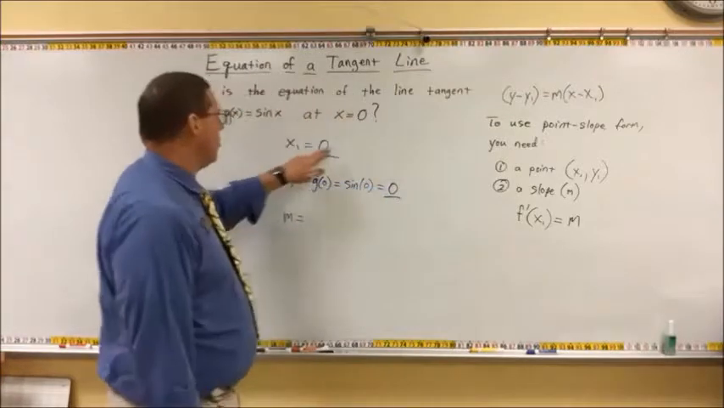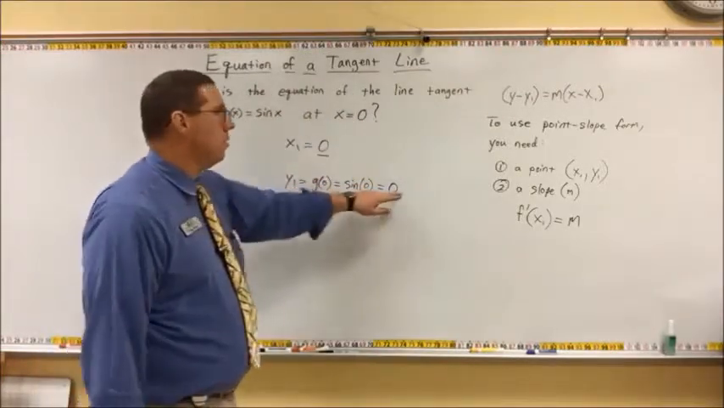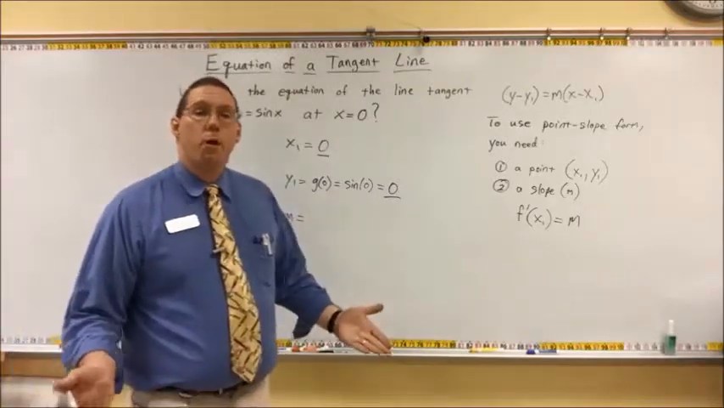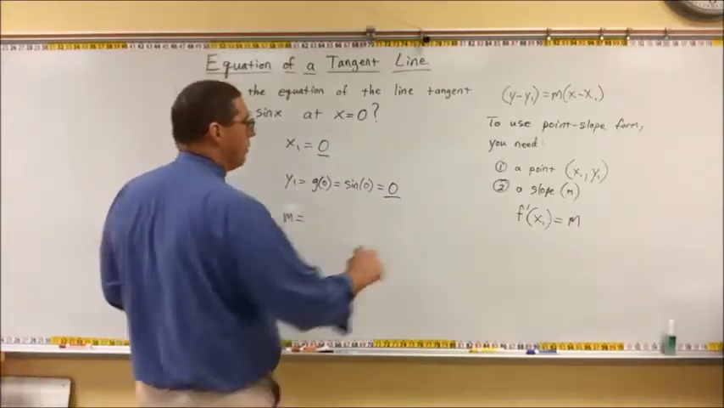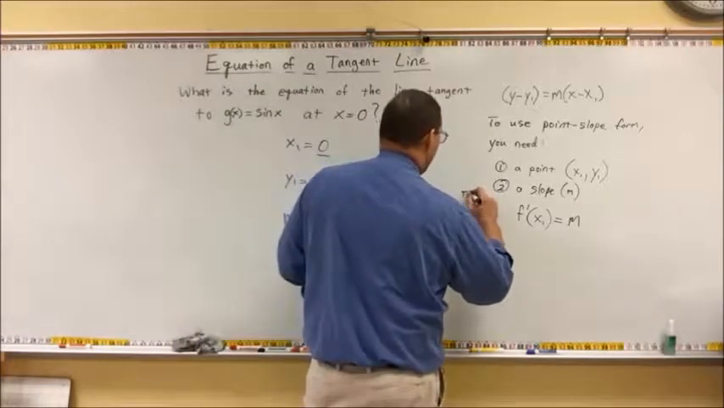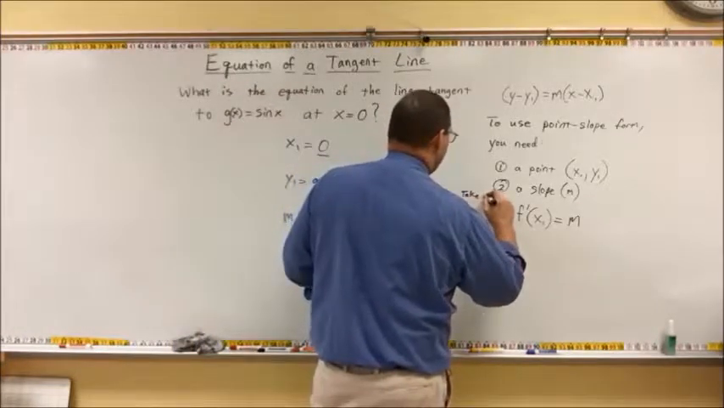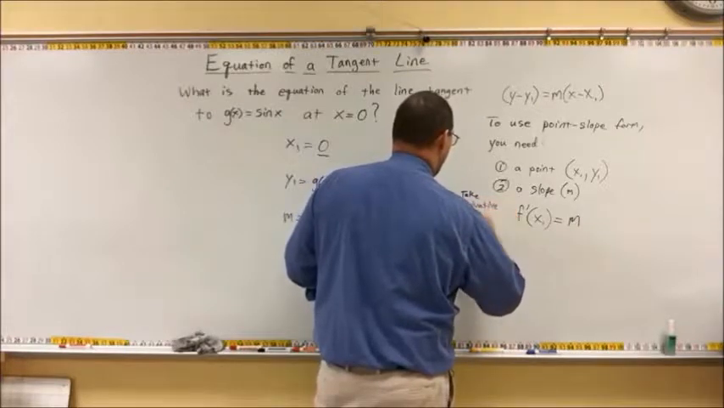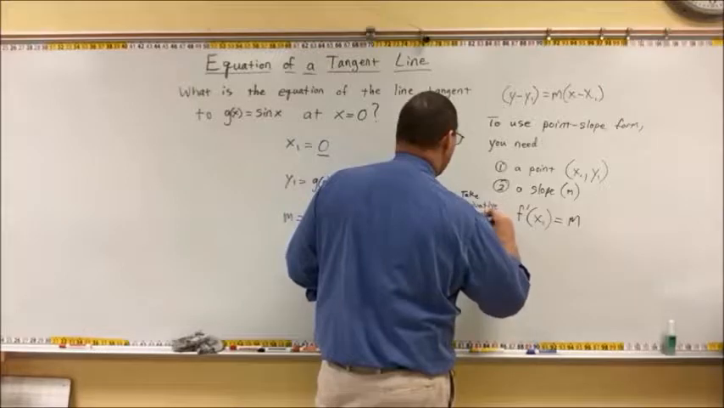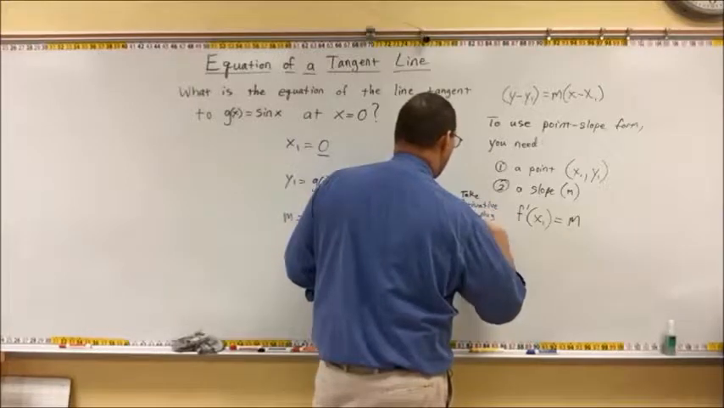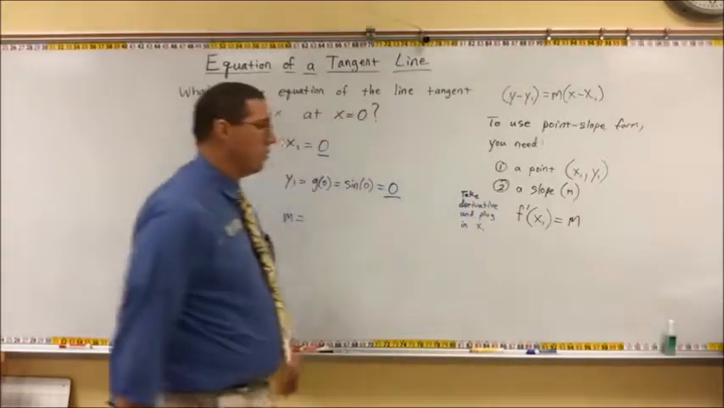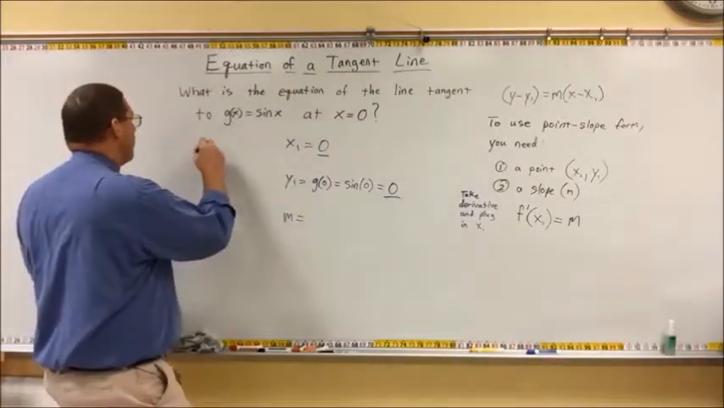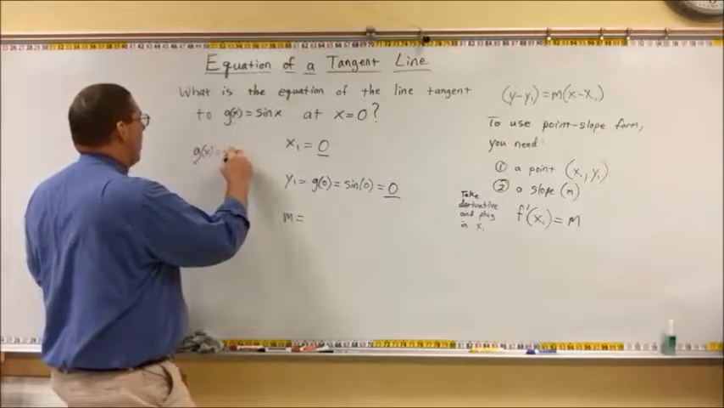So we've got an x value, 0. We've got a y value, 0. And now we just need a slope. Well, to find the slope, we need to take the derivative. So here's what we do: take the derivative and plug in x1. That's the x value that was given to you. Derivative, plug in x.